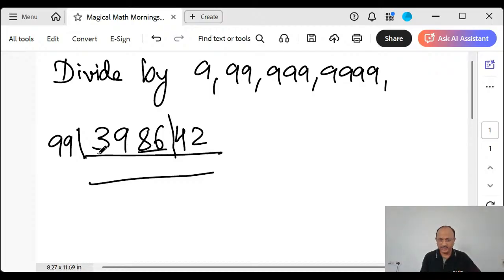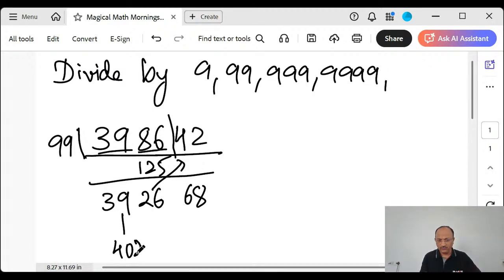See here, you take this. 39 will come first. When you add 39 to 86, 125 will come. 1 will get carried forward and 26 will come here. Now you add 26 to this one, you will get 68 as the remainder. So it is 39 plus 1, 40. 4026 is the quotient and 68 is the remainder.